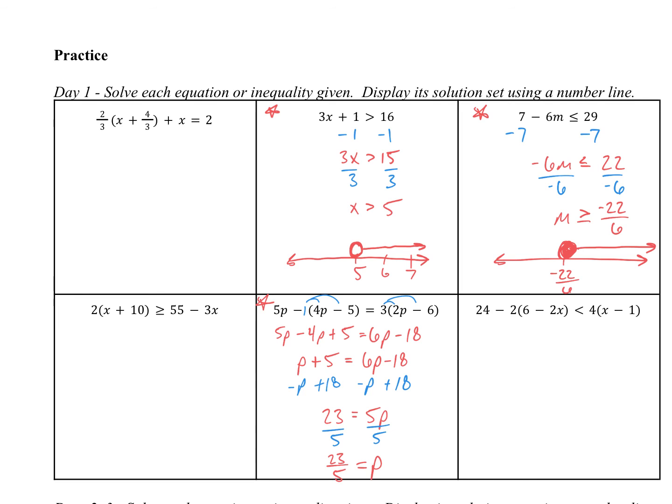is equal to p. And I don't need to graph this one, but if you did want to graph it, you could just put 23/5 on a number line and just put a dot right there, no arrow, because that's the only value that satisfies that equation. Okay, the last one I want you to do is right here.